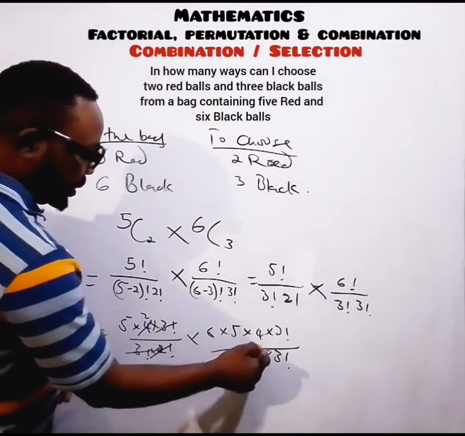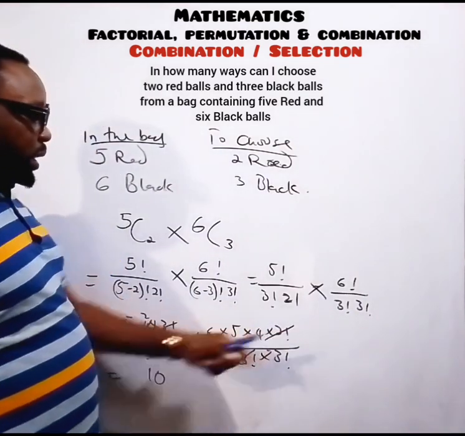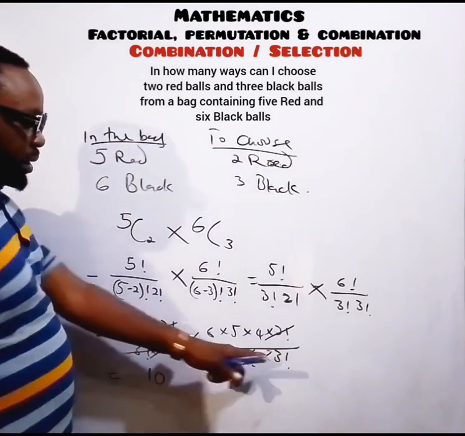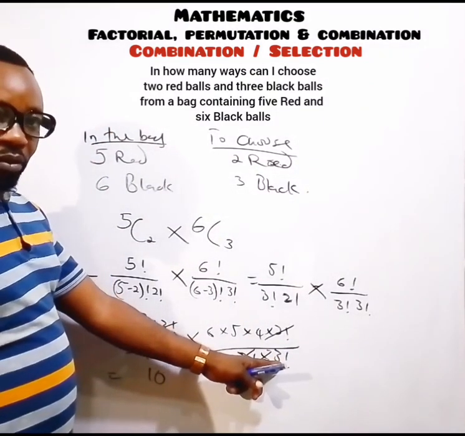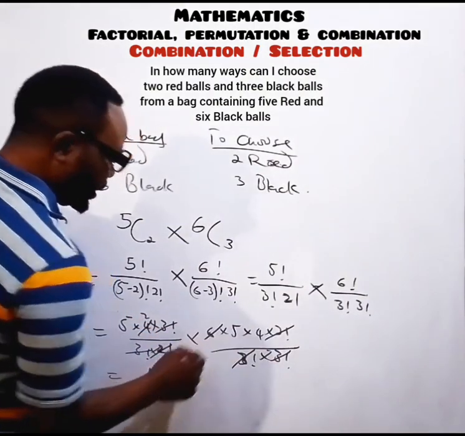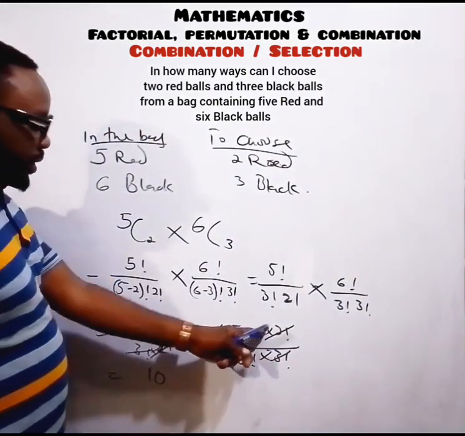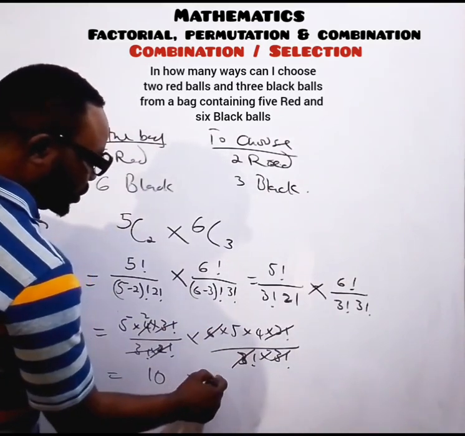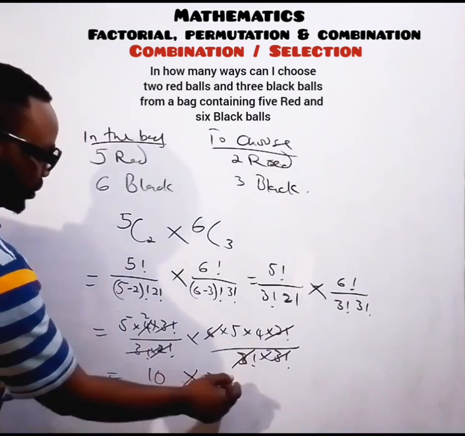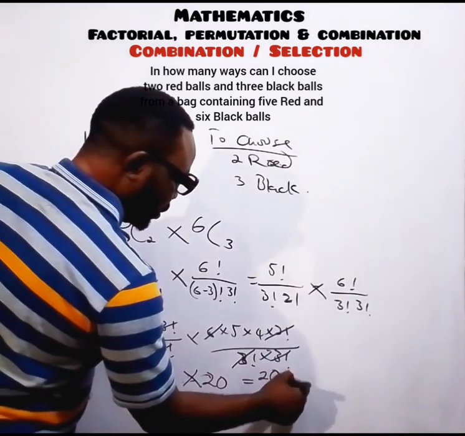And here now, this 3 factorial will go with this. Now, this is 3 factorial. 3 factorial is equal to 3 times 2 times 1, which is equal to 6. 6 divided by 6 here, we are leaving behind 5 times 4, which is equal to 20. So 10 times 20 will give us 200.